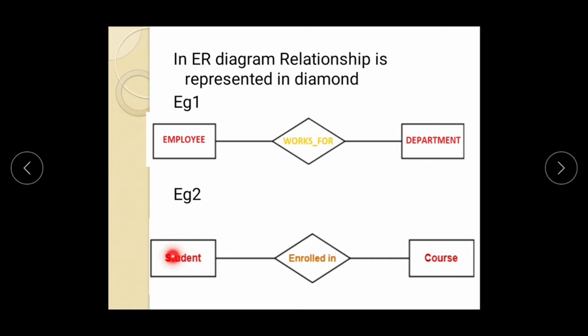Another example is this one, the student entity type and the course entity type. These two entity types are related using the relationship enrolled in, which means that a student is enrolled in a course, or students are enrolled in courses. So this is the relationship. This is how two entity types are connected, or related. Clear? So a relationship is the association between two entities.